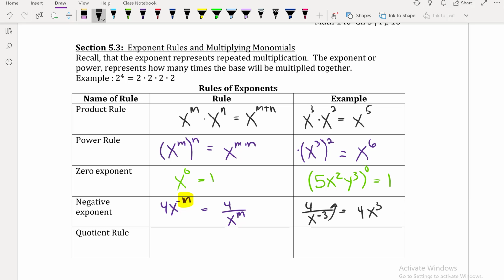And my quotient rule, if let's say I have x to the m over x to the n, it would be x to the m minus n, so you're going to be subtracting. So for example, if I had x to the 5th over x to the 3rd, then it would be x to the 5 minus 3. Well, 5 minus 3 is 2.